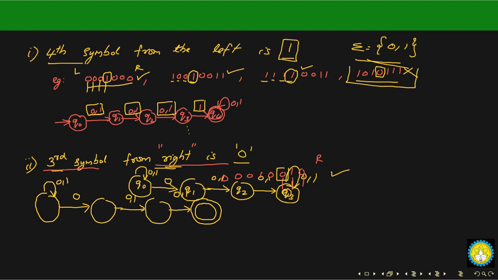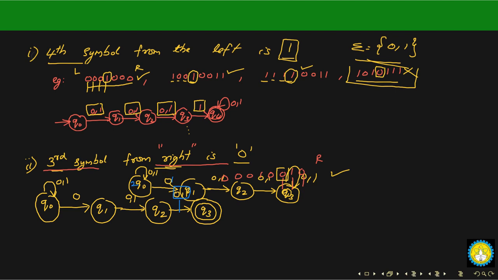So let's give some naming to this. Let's say it is Q0, Q1, Q2, and this is going to be our final state, Q3. If you carefully look at this NFA, the last alphabet will be anything. That's the rightmost alphabet, the first alphabet from the right.